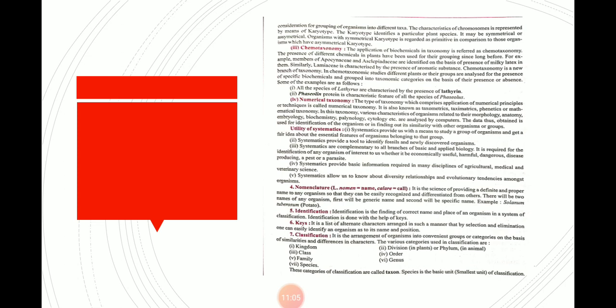Next is numerical taxonomy. This comprises the numerical principles or techniques of numerical taxonomy. This includes taxometrics, phenetics, and mathematical taxonomy. Thus, the utility of taxonomy or systematics is that it provides identity to fossils, it provides identity to complementary branches of biology, and it becomes an information basis for the various disciplines of biology like agriculture, medical sciences, and veterinary sciences.